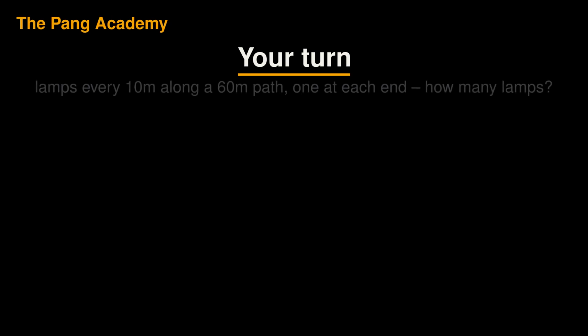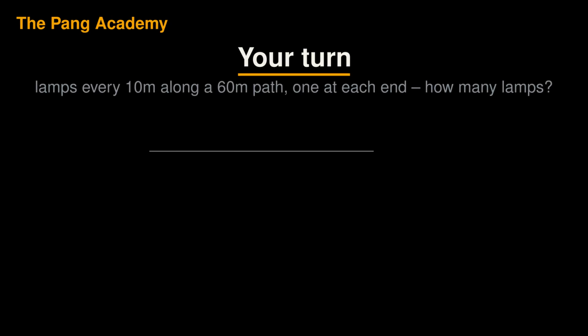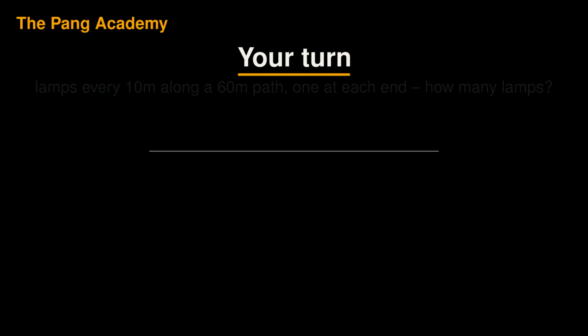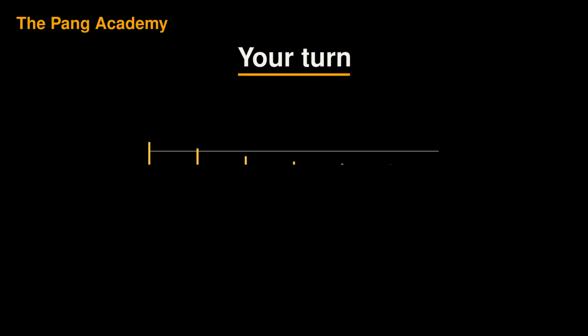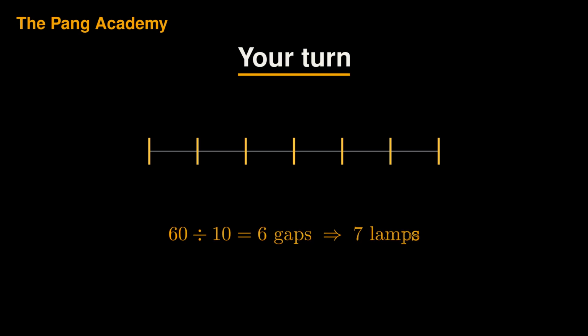Your turn. A straight path is 60 meters long, and you place a lamp every 10 meters, with 1 at each end. How many lamps? Careful, this is the fence again. Pause and read it. 60 divided by 10 is 6 gaps, but lamps are just like posts, 1 more than the gaps, so 7 lamps, not 6. The tempting 6 quietly forgets the lamp standing at the very start of the path. Count the ends, and the 7th lamp appears.